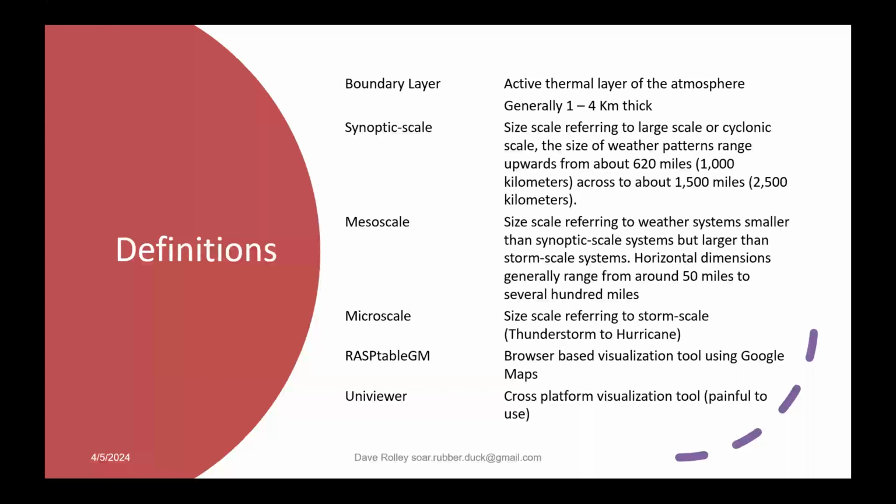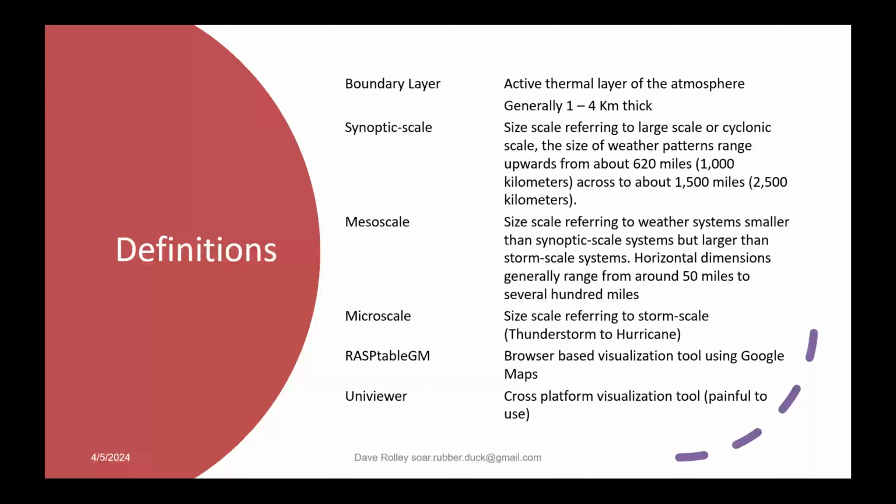As we look at the other terms, synoptic scale refers to large scale or cyclonic scale. This is the size of big weather patterns. This can range up to 600 miles or 1,000 kilometers across. The things in this scale could go up to 1,500 miles across.